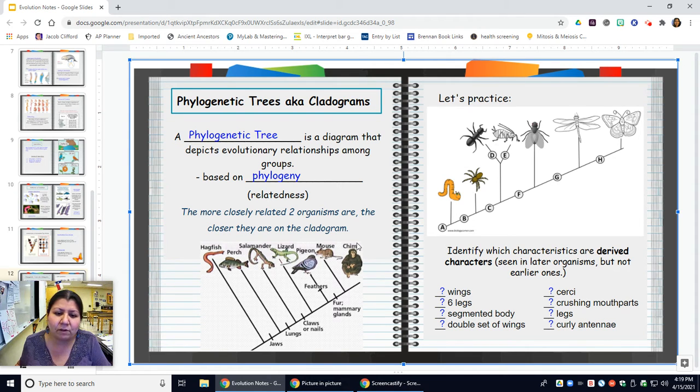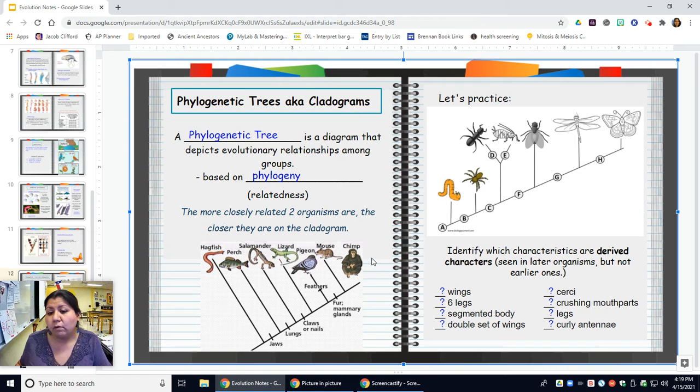So for example, a mouse and a chimp. I know they're both mammals. They both have fur. They both have two eyes. So I know that those two are closely related. A chimp and a lizard. Okay, so they're related because they both have mouths, they both have the same digestive system, both have hearts, eyes, things like that. They both have feet, but they're not as closely related as the chimp and the mouse.